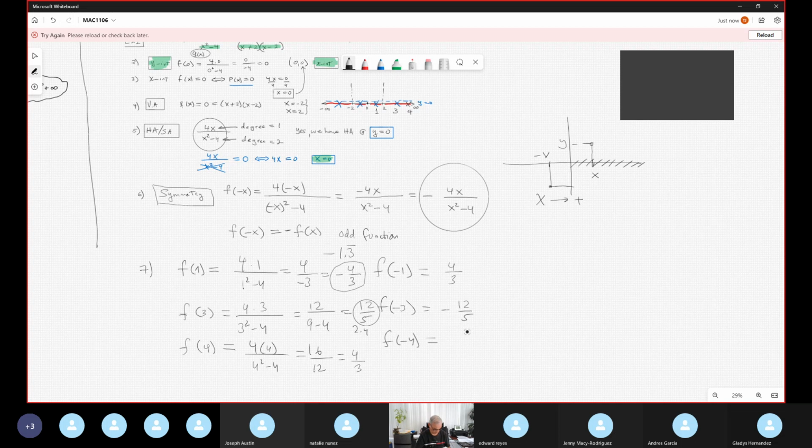Okay, so it's 1.3 repeating, right? And f of negative 4 is negative 4 over 3.